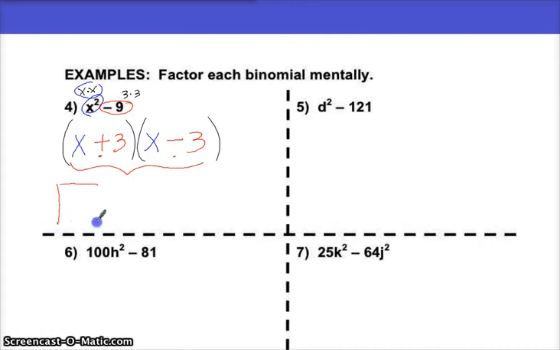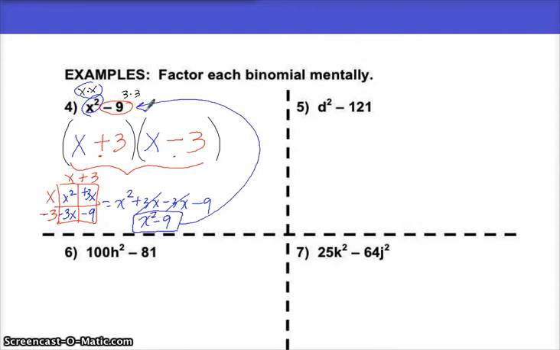Right? If you want to check it, you can do a quick check. X plus 3, x minus 3. This is for you, Abby. You're checking it. X times x is x squared. X times positive 3 is positive 3x. X times negative 3 is negative 3x. Negative 3 times positive 3 is negative 9. When you write it out, the 3x and negative 3x cancel, leaving us with x squared minus 9. Is that my original? Yes, it is. Therefore, I know this is my answer.